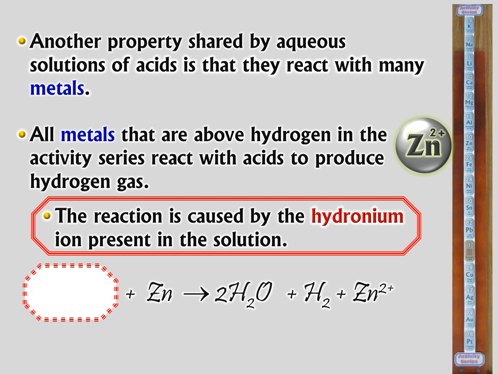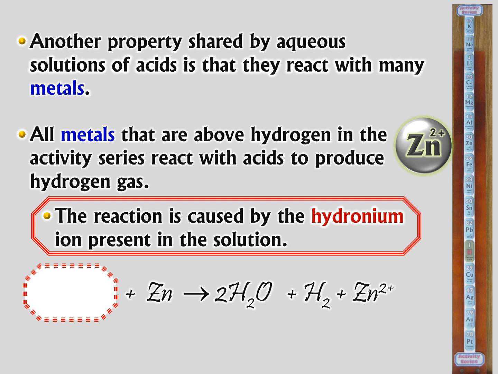Another property shared by aqueous solutions of acids is that they react with many metals, most of the metals. That's one of the things about acids. They are supposed to react with metals. There are very few metals that will not react with acid. And those are what we call, if you remember, the noble metals. Things like platinum, gold, silver, and even copper is borderline. Those are the noble metals that don't react. All the other metals do, the base metals.